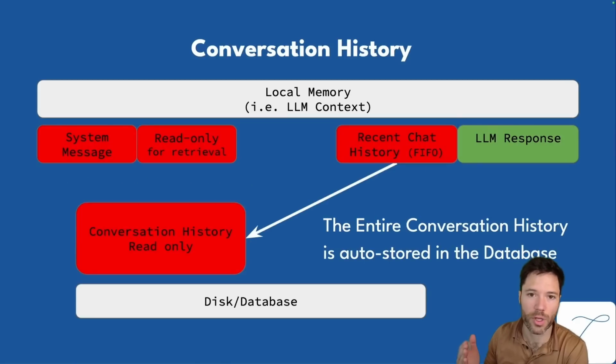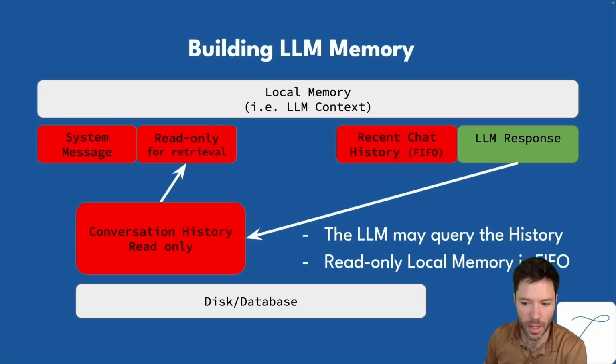But if it wants to retrieve older conversations, the LLM is able to retrieve from this conversation history, which is automatically stored as we kick out conversations. And the LLM can do that by making a query, a search query with some keywords, and then the relevant turns of conversation from the past that best match those keywords will be placed inside this read-only portion of memory.